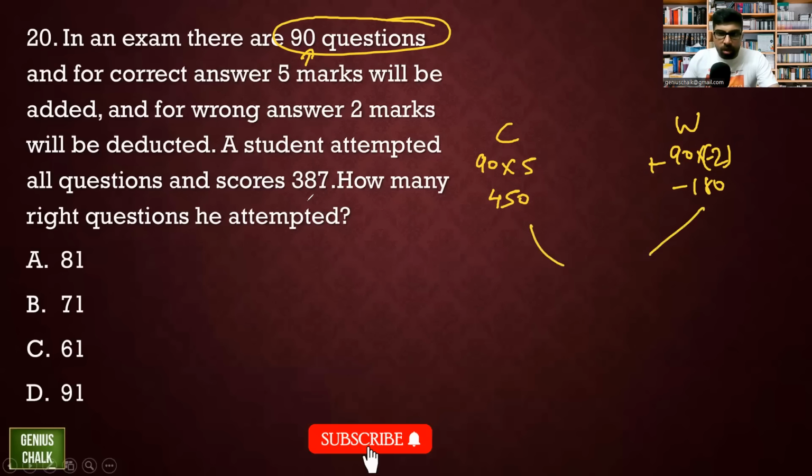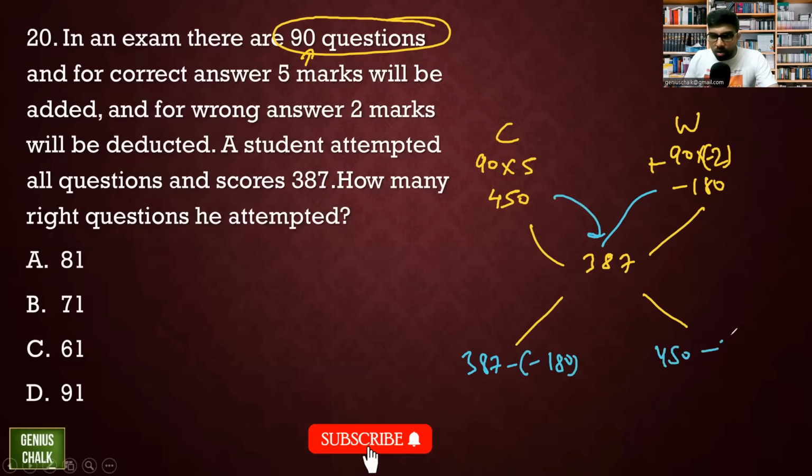But what is the actual marks? It is 387. So we can find the difference now. What is the difference coming out? 387 minus of minus 180, and 450 minus 387. So 387 plus 180 is 567. And what is the difference here?